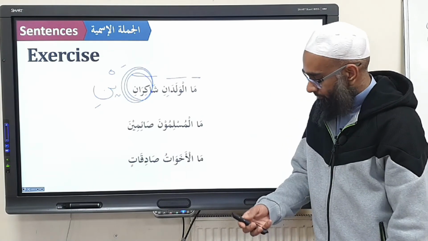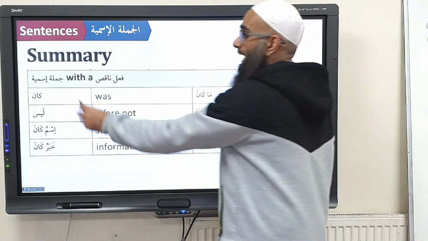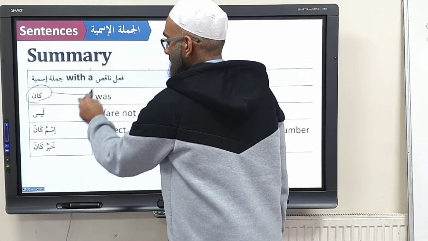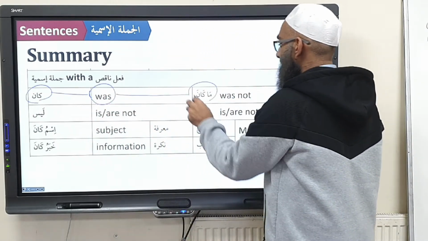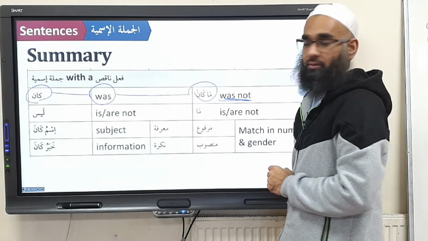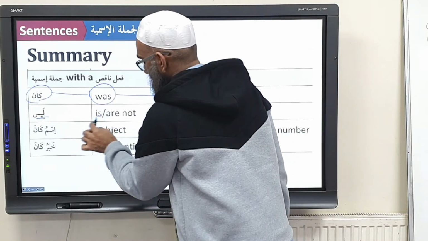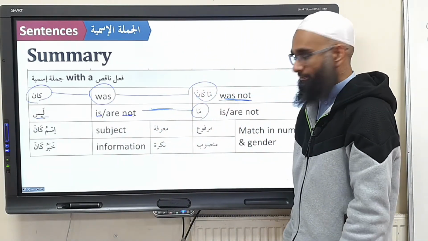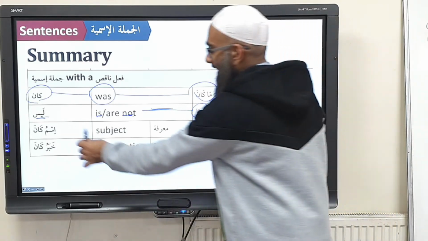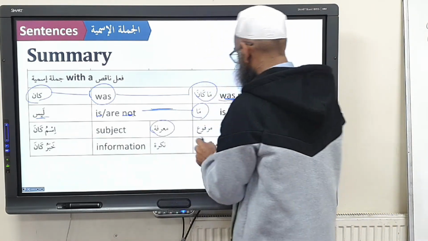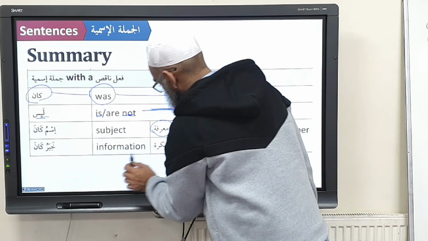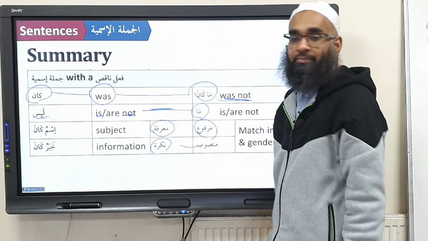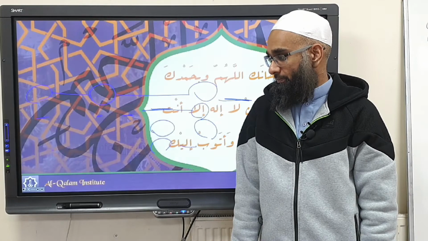So in theory, you have kana. Kana means what? Was. You put ma kana, it means what? Was not. Laysa means is not, present tense. And ma is the same as laysa. Correct? And then the ism of kana is ma'rifah and marfu', and the khabar of kana is nakira and mansoob. Yes? You got it?